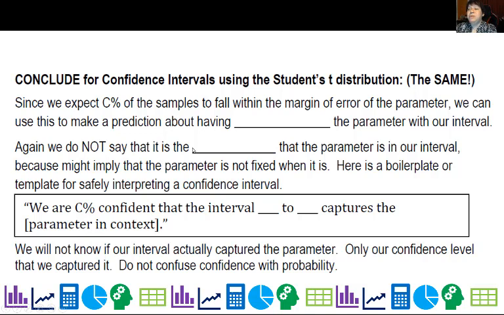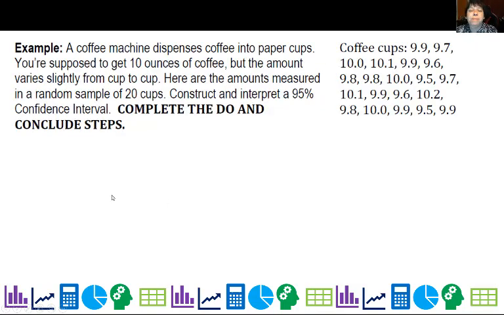Conclude is also the exact same, except just make sure you're in context. So we're about making a prediction of having captured the parameter. We don't say this is the probability that the parameter is in somewhere because the parameter is fixed. It is not moving around. Okay? So let's go ahead and complete the do and conclude steps for this.